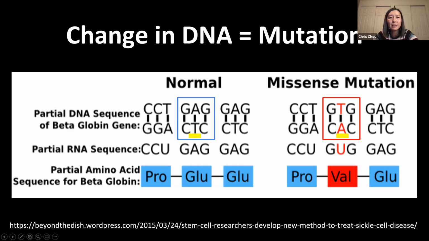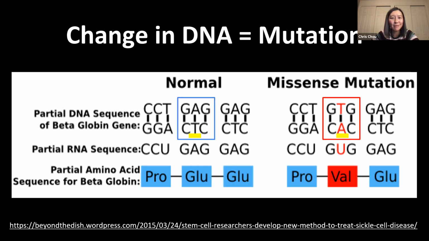Now, if you have that slight substitution, what's going to happen is instead of a GAG for RNA, you get a GUG. And when the ribosome is reading that strand, instead of a glutamic acid put in, you will have valine put in instead, because GUG codes for valine. So you got this little bit of a change. It's a missense mutation because you have an amino acid, but it's a different one than was originally coded for.